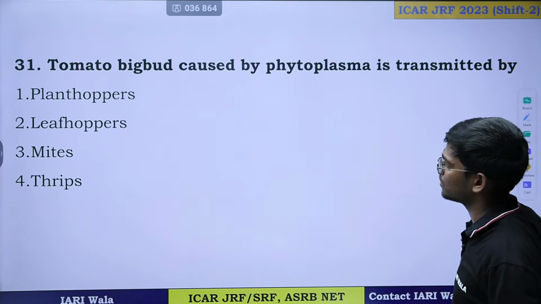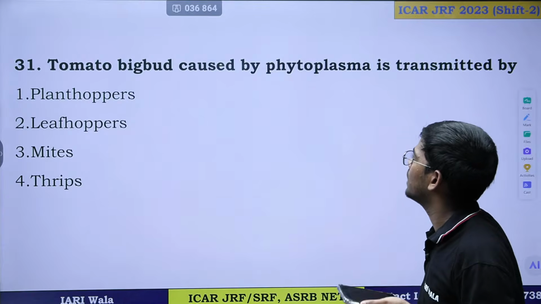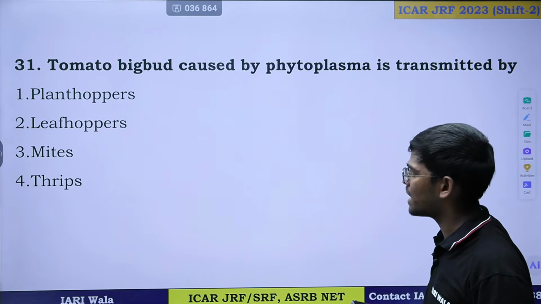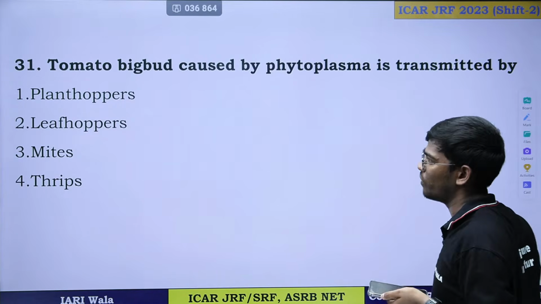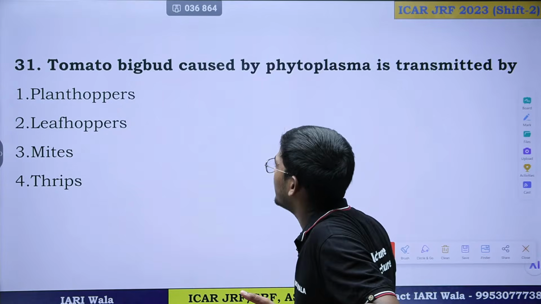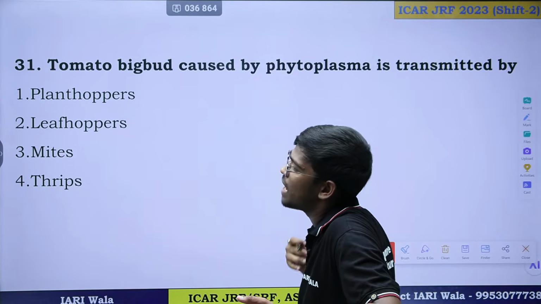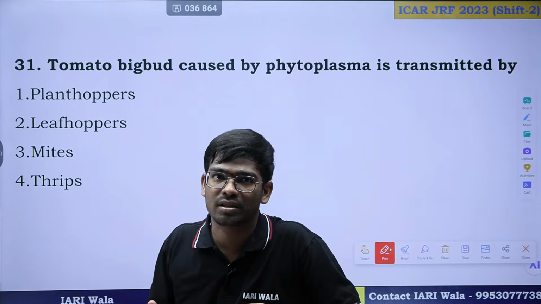Question 31: tomato big bud caused by Phytoplasma is transmitted by. Generally we don't know this. Nowhere in tomato diseases will we read this big bud disease, but this big bud disease is caused by Phytoplasma, and we know most of the phytoplasmal diseases are transmitted by leafhoppers.